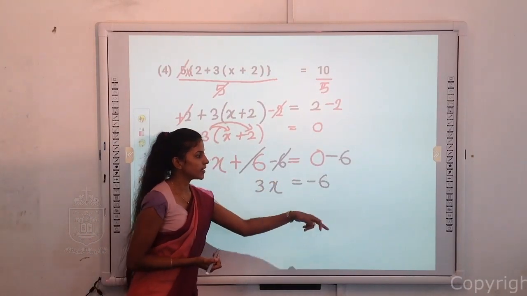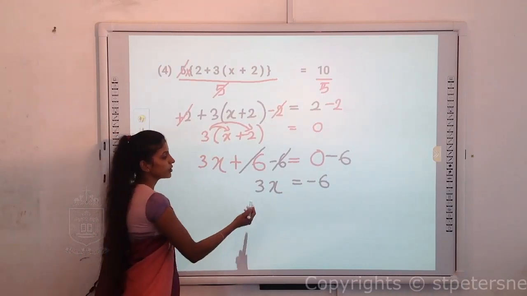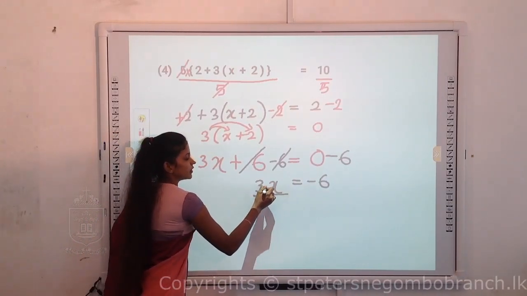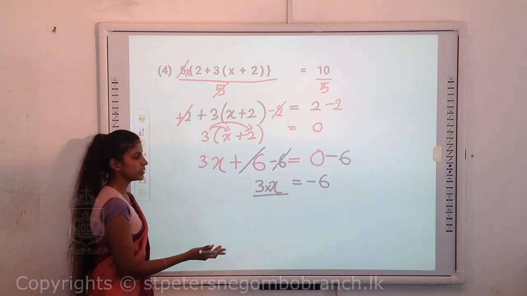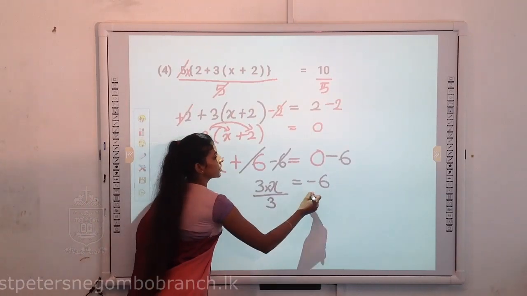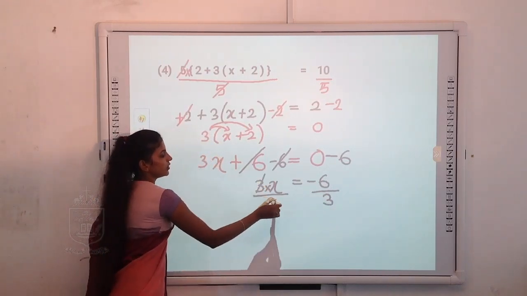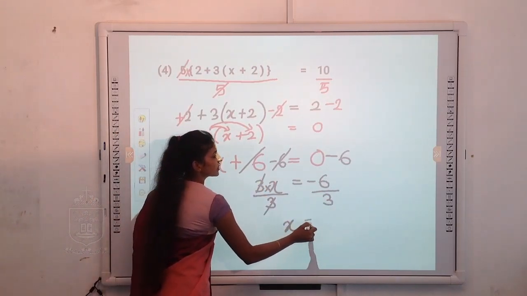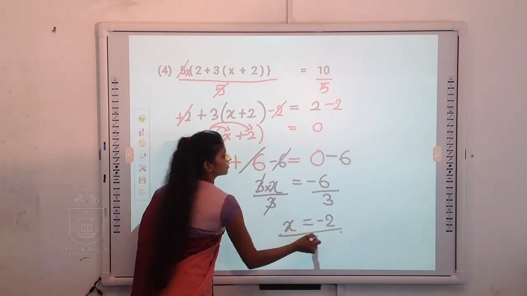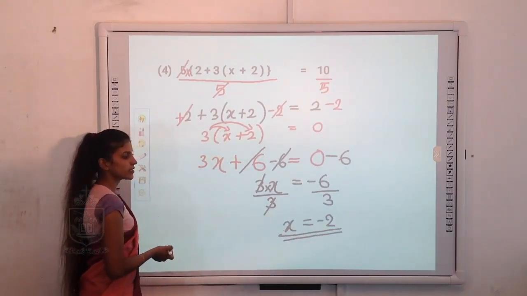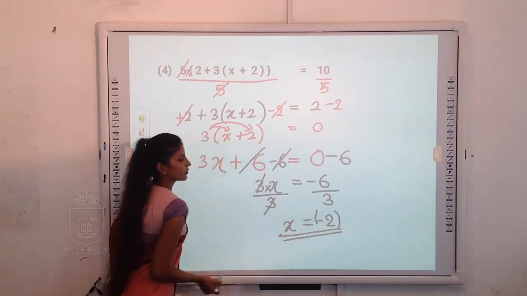0 minus 6, the answer will be minus 6. Next step, to remove 3. It is multiplication, and the opposite of multiplication is division. So you have to divide by 3. The 3 cancels, x equals minus 2. Minus divided by plus, the answer will be a minus.